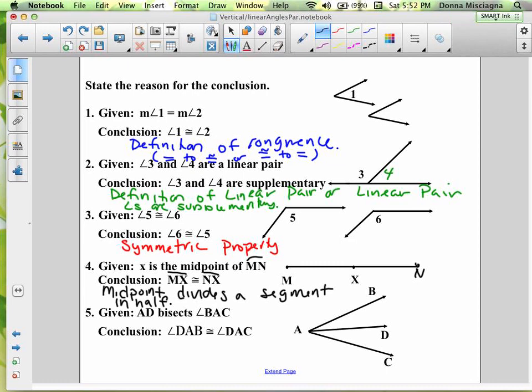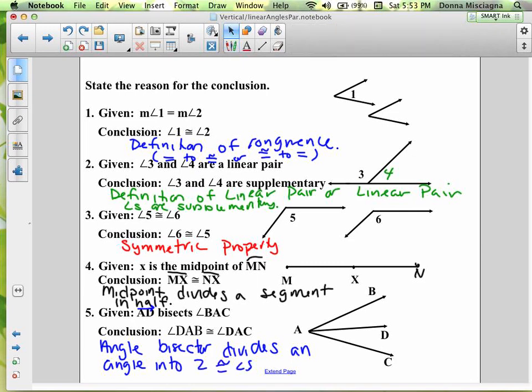And then finally, given a ray AD, let's get the ray symbol up there. Ray AD bisects angle BAC. Conclusion, angle DAB is congruent to angle DAC. Think in your head why this has to be true. I talked about this when we were doing constructions. We know that an angle bisector divides an angle into two congruent angles. And we actually defined that in our activity.